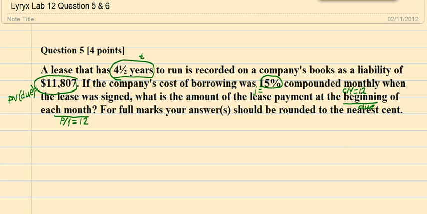Lyryx, Lab 12, question 5. In this question we see that the lease has still 4.5 years left, and the company that has that lease still has 11,807 remaining on that lease. That's present value due, and the company cost of borrowing is J equal 15% compounded monthly.